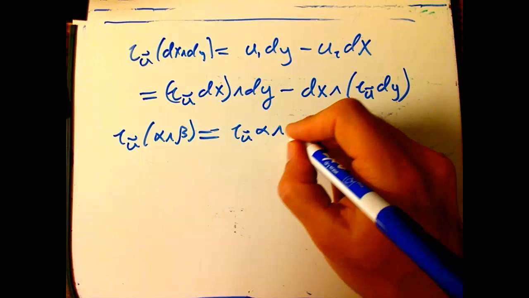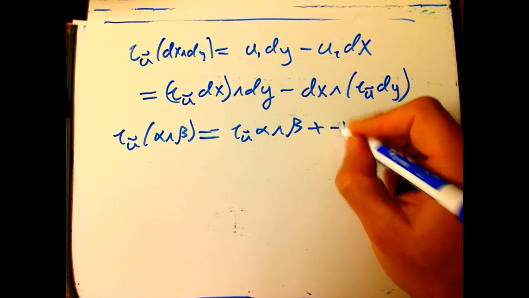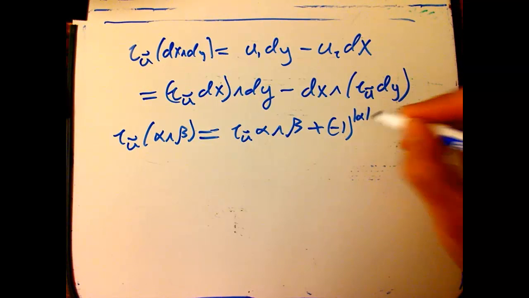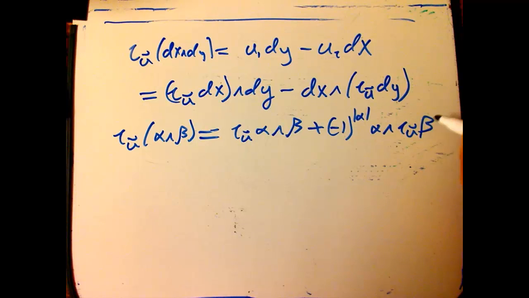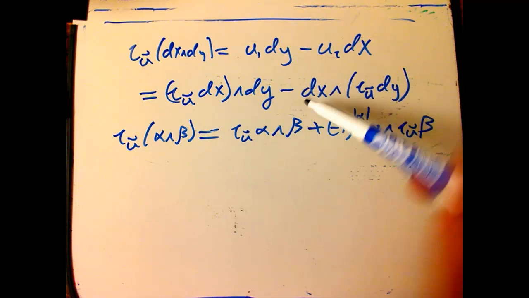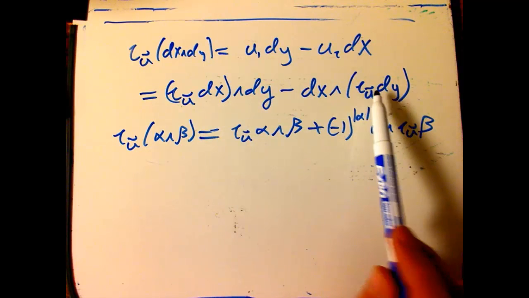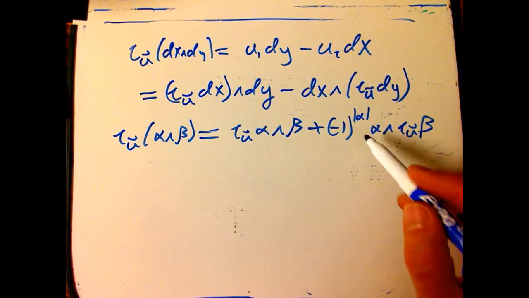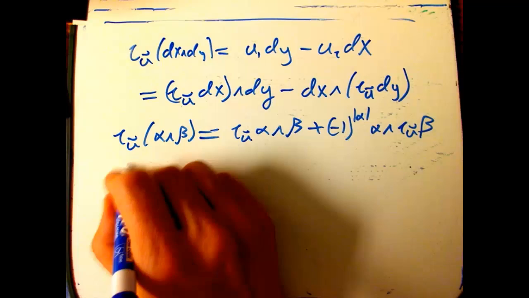I_u of alpha wedge beta equals I_u alpha wedge beta plus minus 1 to the degree of alpha wedge I_u beta. In this case, it was a minus because I was exchanging the order of the I_u and the dx from here to here, and it was a 1 form. In general, it turns out you get minus 1 to the degree, which is a very, very common thing. So this is the point here.